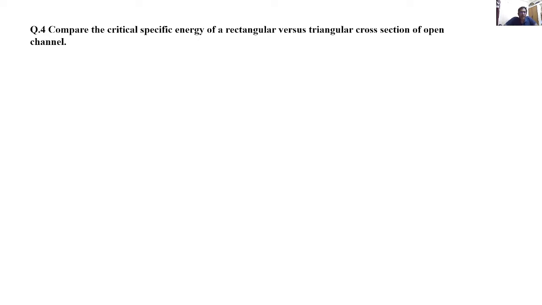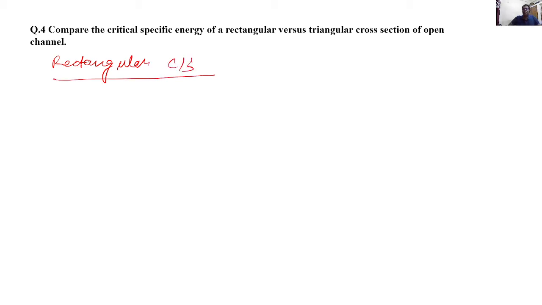for an example of it, we will be trying question number 4, and question number 4 is about comparing the critical specific energy of a rectangular versus a triangular cross section of open channel. So let us suppose we first consider a rectangular cross section.